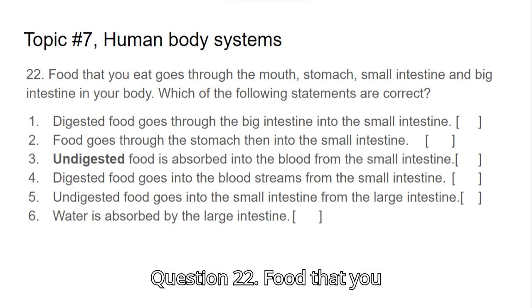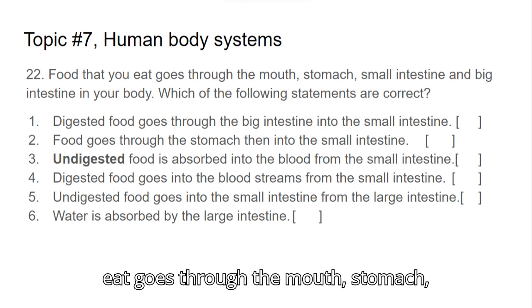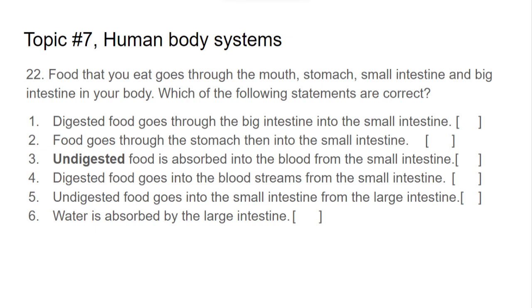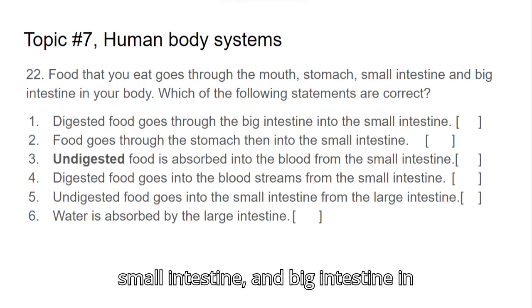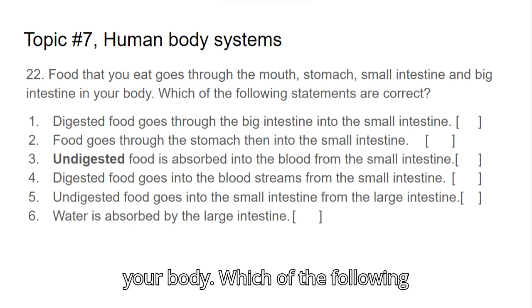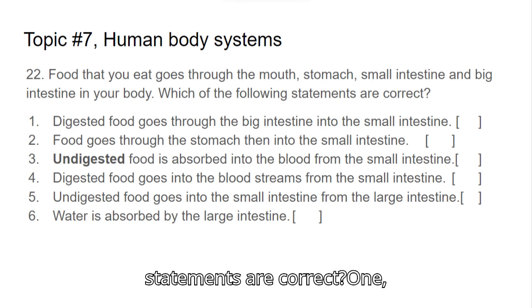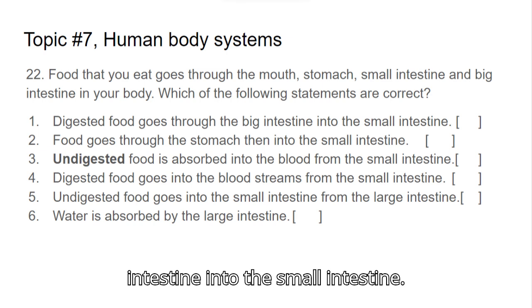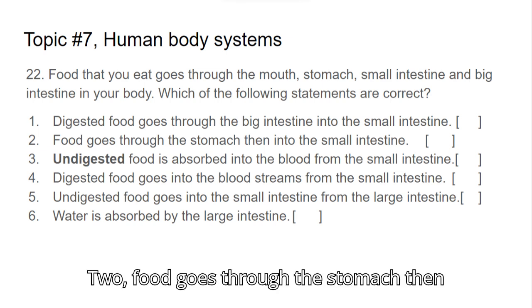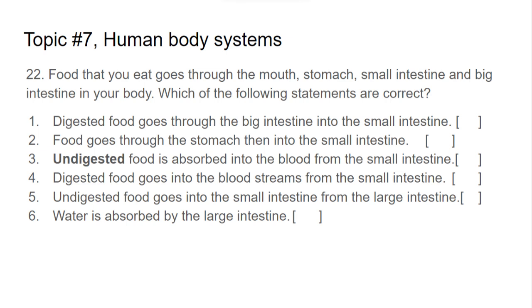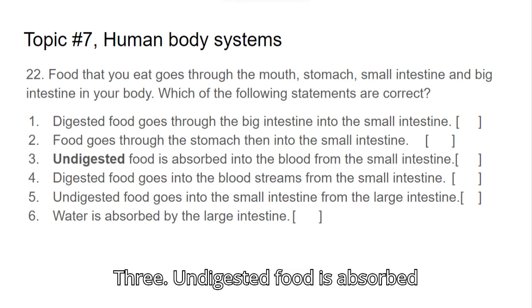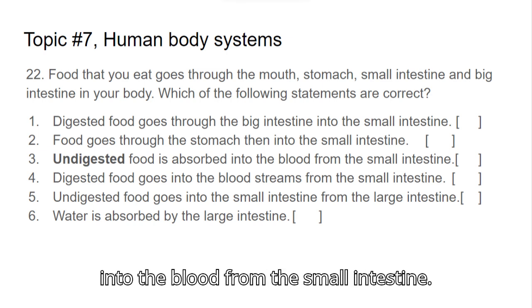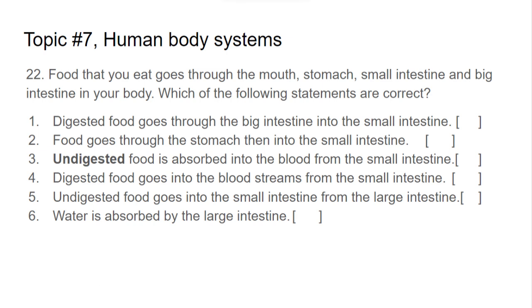Question 22. Food that you eat goes through the mouth, stomach, small intestine, and big intestine in your body. Which of the following statements are correct? 1. Digested food goes through the big intestine into the small intestine. 2. Food goes through the stomach then into the small intestine. 3. Undigested food is absorbed into the blood from the small intestine.